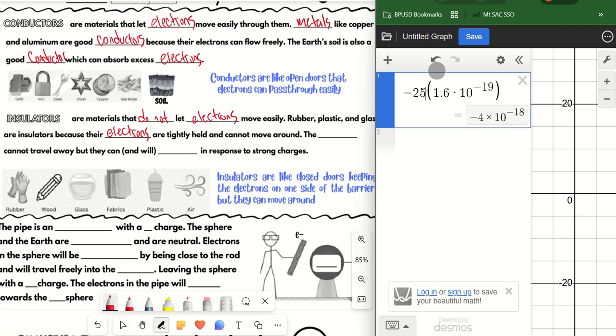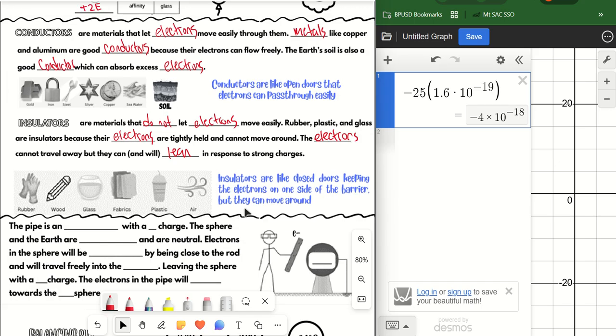Now, the electrons cannot travel away, but they can and they will lean in response to charges. So whenever they are in a field with an electric charge, they will actually lean in response to those strong charges. They're not going to leave the orbit of the nucleus, but what will happen is they will end up having a greater orbit on one side as opposed to the other. Insulators are like closed doors, keeping the electrons on one side of the barrier. They can move around, but they're going to stay confined to the orbit of the element that they are attached to.